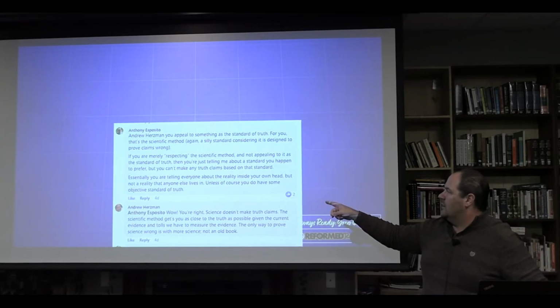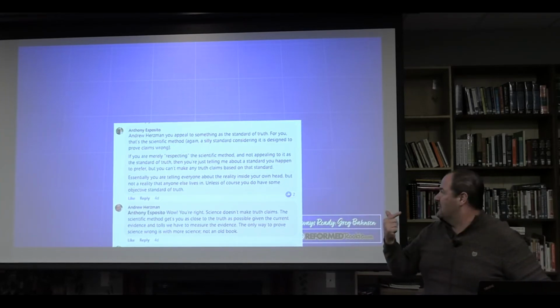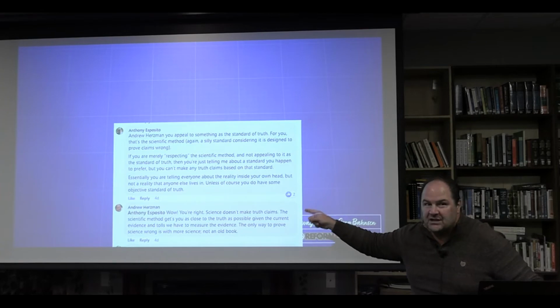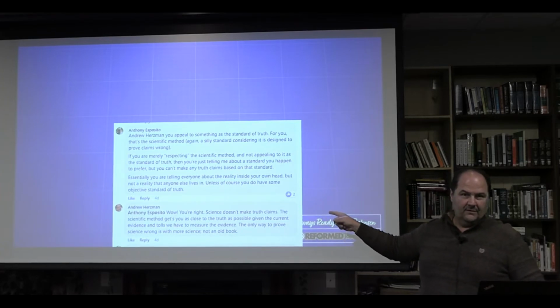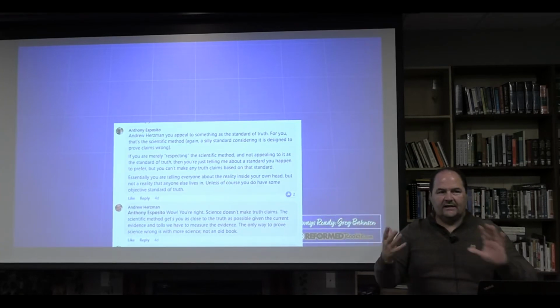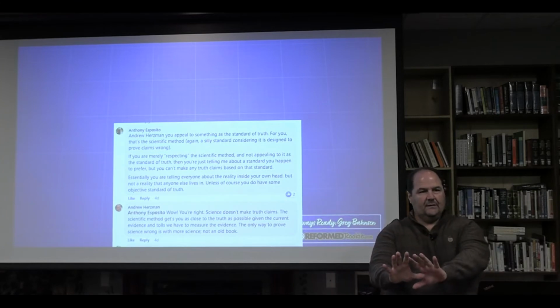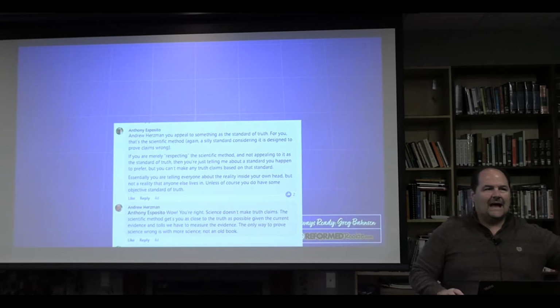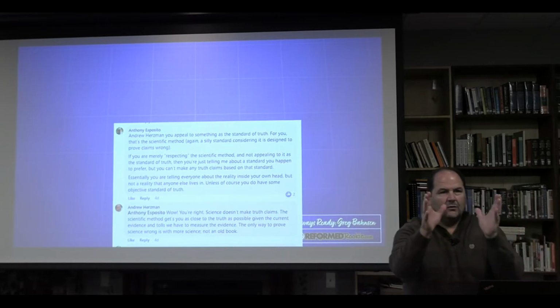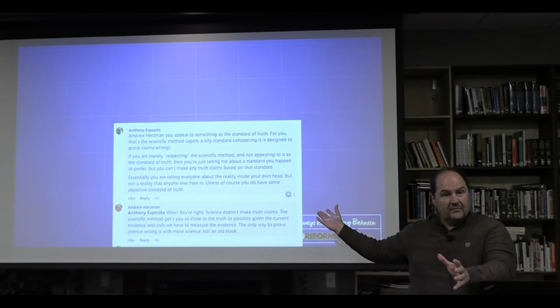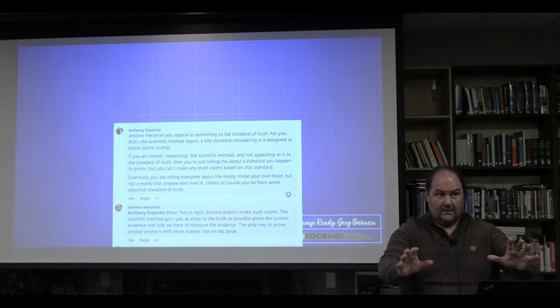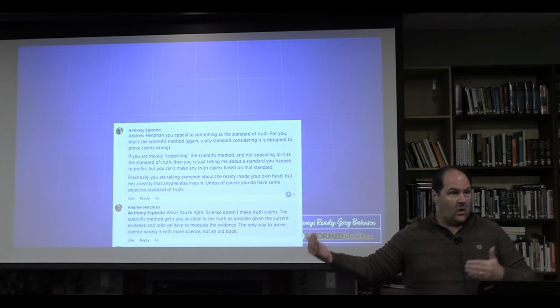Essentially, you're telling everyone about the reality inside your own head, but not a reality that anyone else lives in, unless, of course, you do have some objective standard of truth. See where he's pointing him? He's trying to take him from his subjective faith in science and show him that it's not objective. You're saying you hold to science. In fact, Anthony's pointing out to him that you worship science. This is your standard, but there are other methods and ways of knowing things.